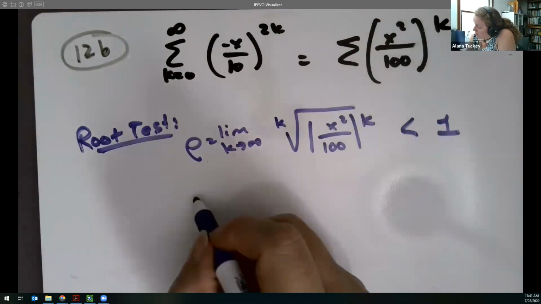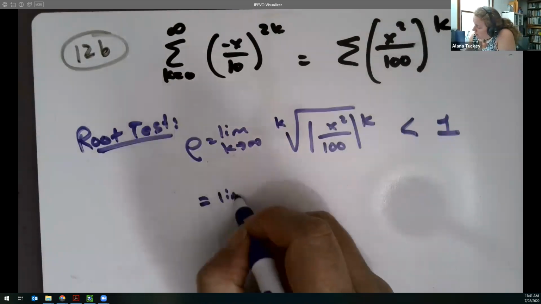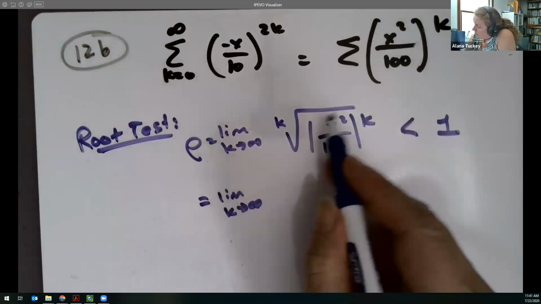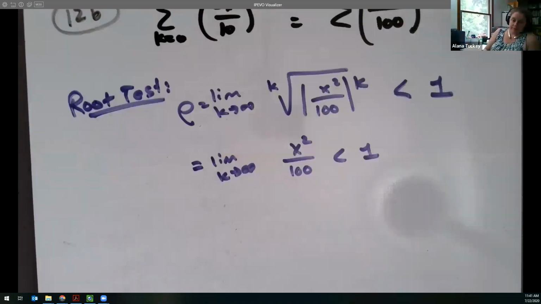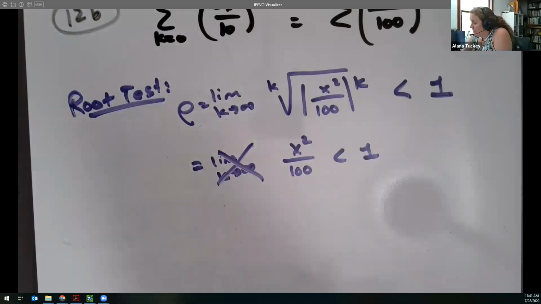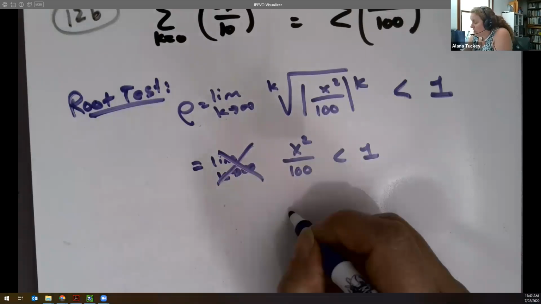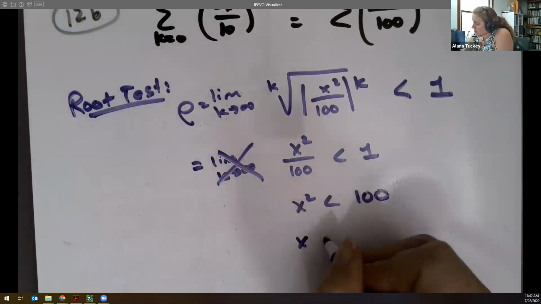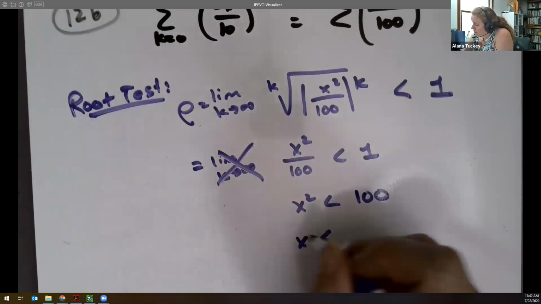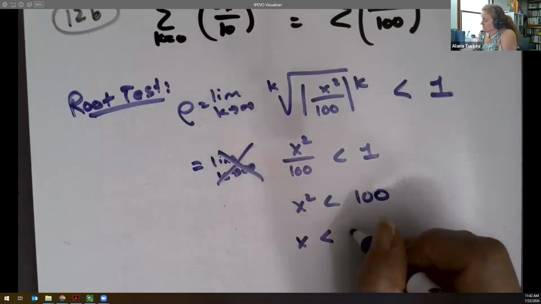So this would be the limit as k goes to infinity of, the k and the kth root disappear and it becomes x squared over 100. And there's no k anymore. I actually don't need the limit because the k got taken away by the kth root. There's literally no k in the problem, so there's no limit to find, right? So I just need x squared over 100 to be less than 1, so I need x squared to be less than 100. So I need x to be less than 10, like that.